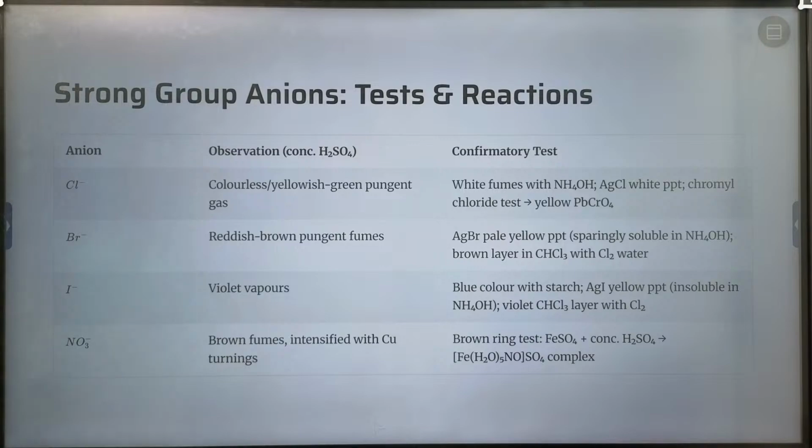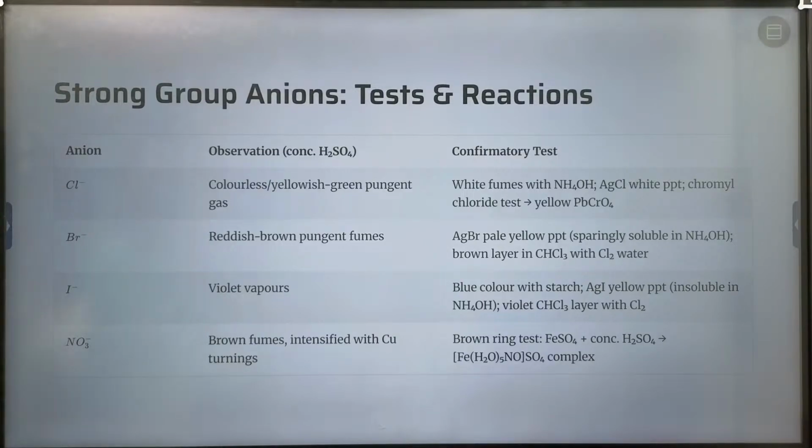And from that, we confirm the presence of chloride. So if you pass it to water, you will get a reddish orange solution. Or if you pass that to a lead solution, it will form lead chromate, which is a yellow precipitate. So that also acts as a confirmatory test.